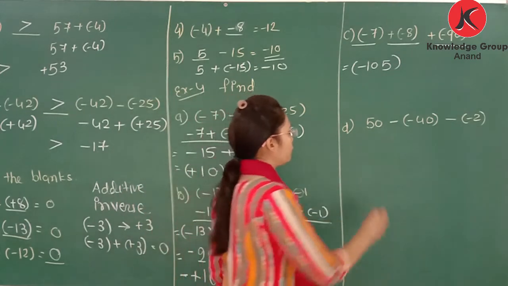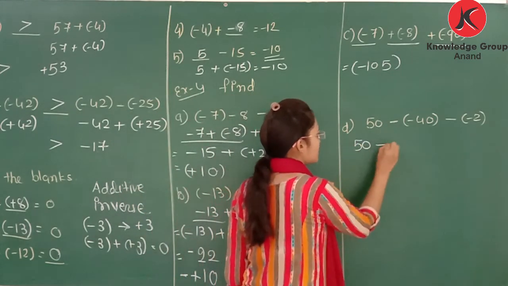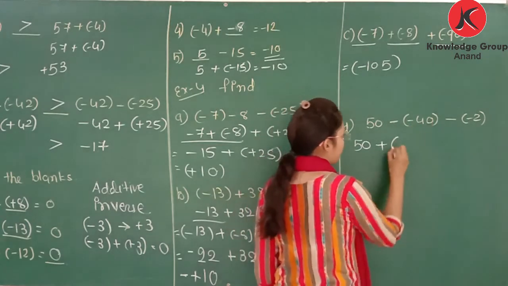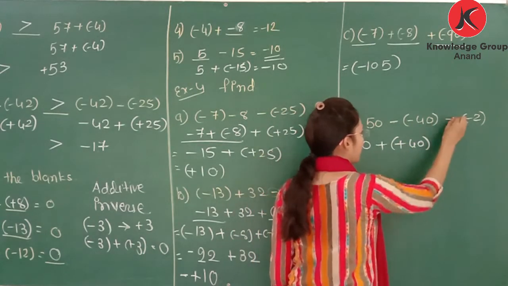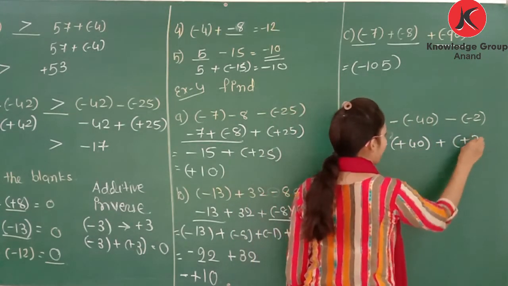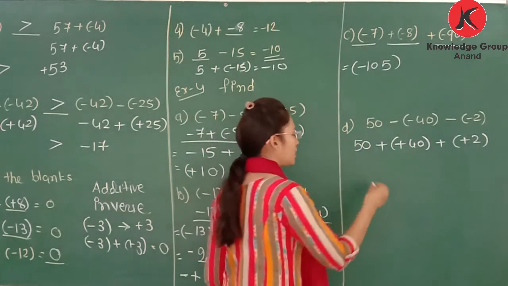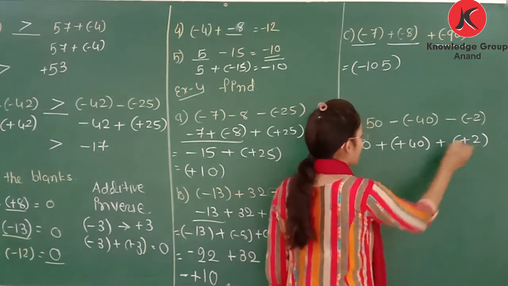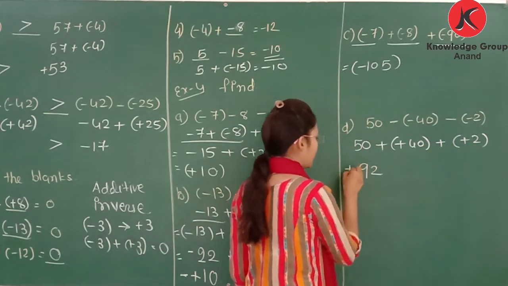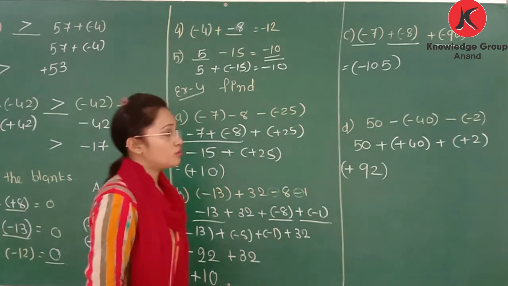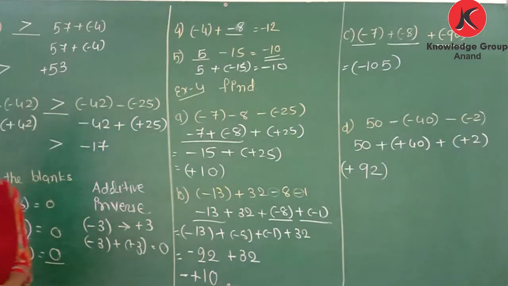Now next one. 50, minus becomes plus. Minus 40 becomes plus 40. Here minus becomes plus and plus minus becomes plus. Now all numbers are positive. So add the numbers. 50 plus 40, 90 plus 2, 92. Sign of the greater number, that is plus 92. So this way you can solve the examples.